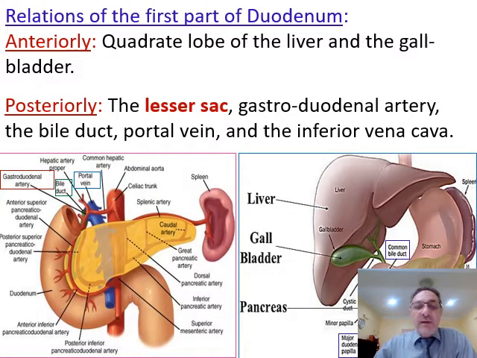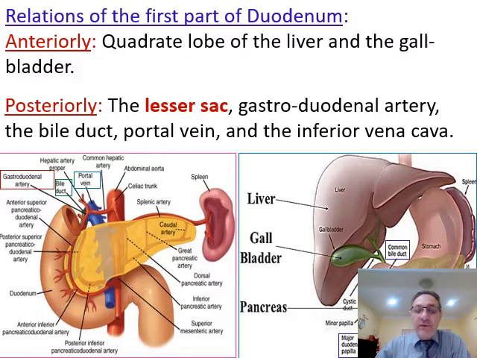The first part of the duodenum is anteriorly related to the right lobe of the liver and gallbladder. Right lobe, more specifically the quadrate lobe. This lobe we call the quadrate lobe, and close to it we have the gallbladder. Posteriorly we have the lesser sac. Here, superior and posterior to the stomach, we have a sac, we call it the lesser sac.